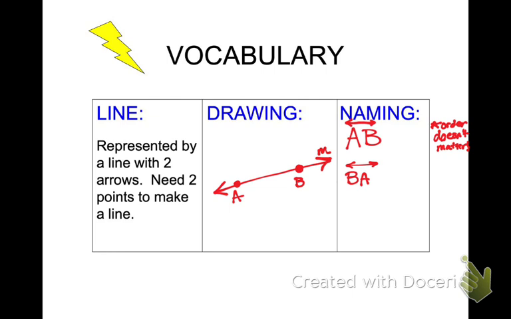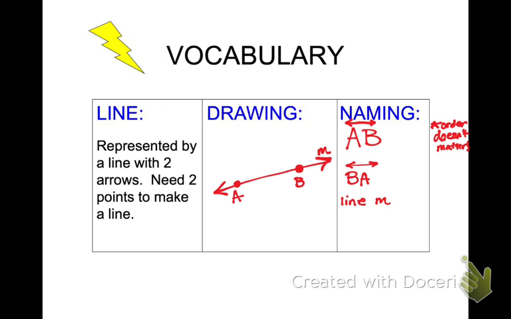This is not a point. It does not have a dot attached to it. Okay? If that is the case, then we can write out the word line M. So there's three ways to name this line. We got line AB, line BA, or line M.